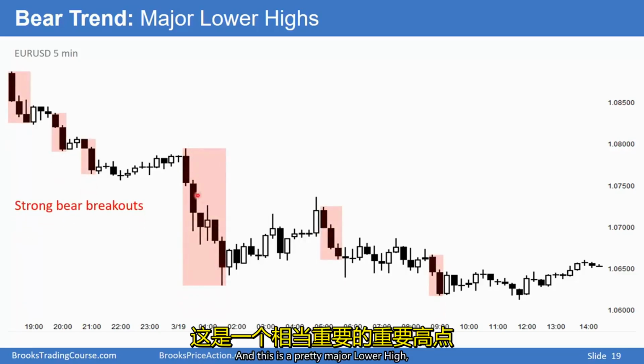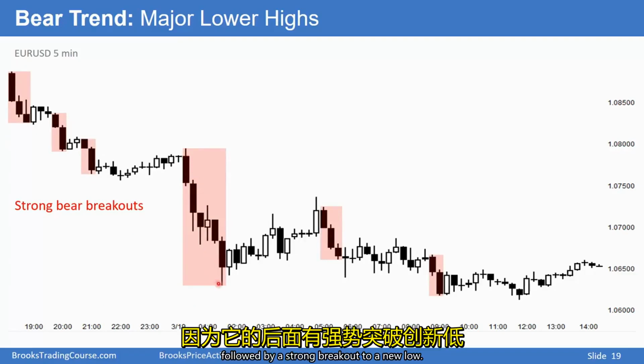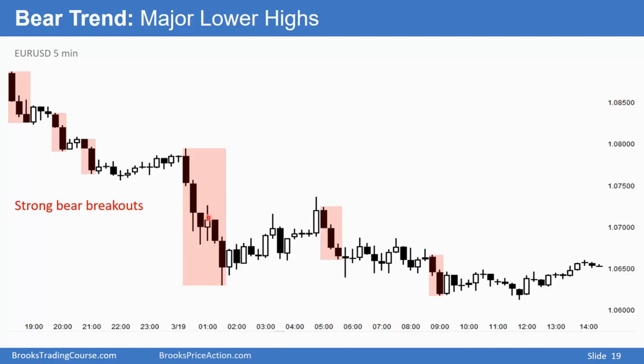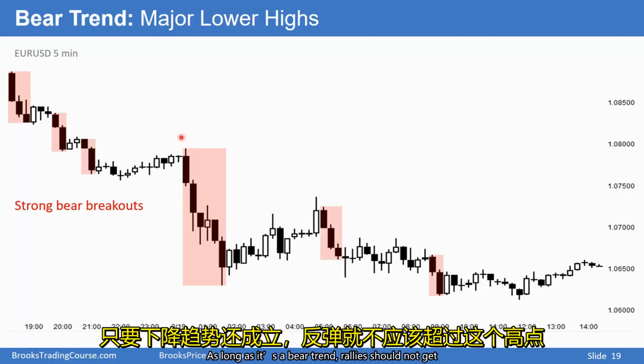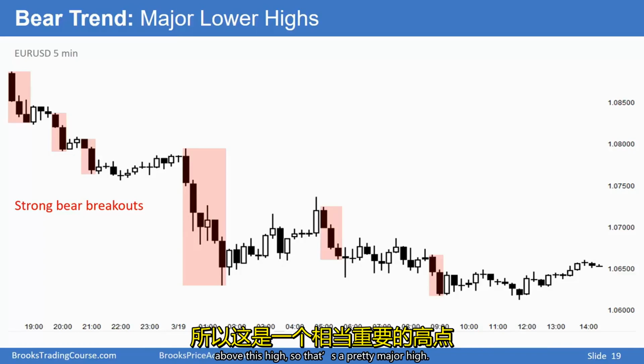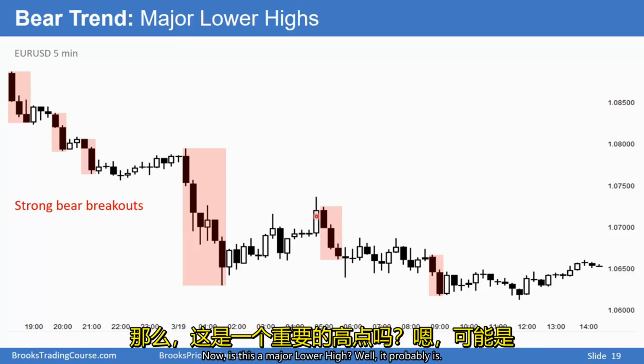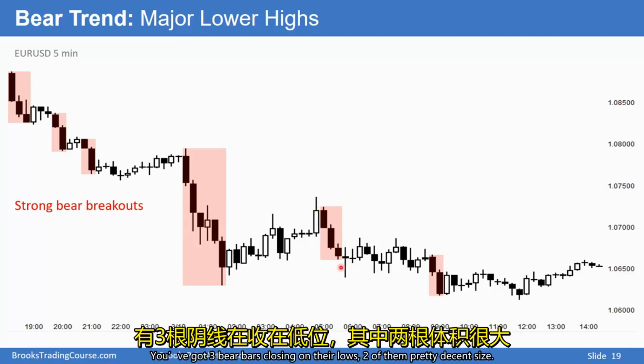And this is a pretty major lower high, followed by a strong breakout to a new low. As long as it's a bear trend, the rally should not get above this high. So that's a pretty major high. Now, is this a major lower high? Well, it probably is. You got 3 bear bars closing on their lows, 2 of them pretty decent size.